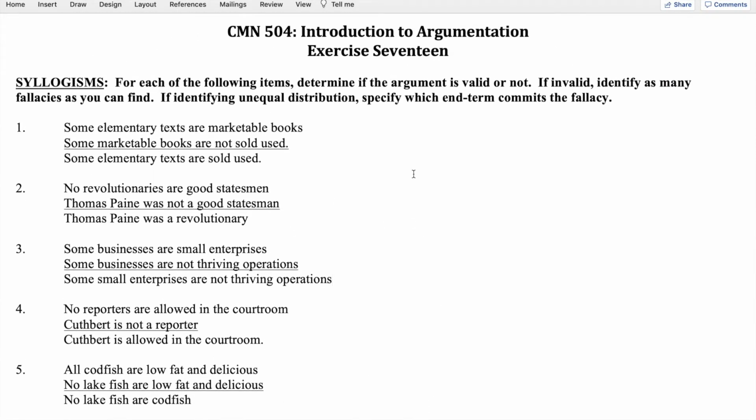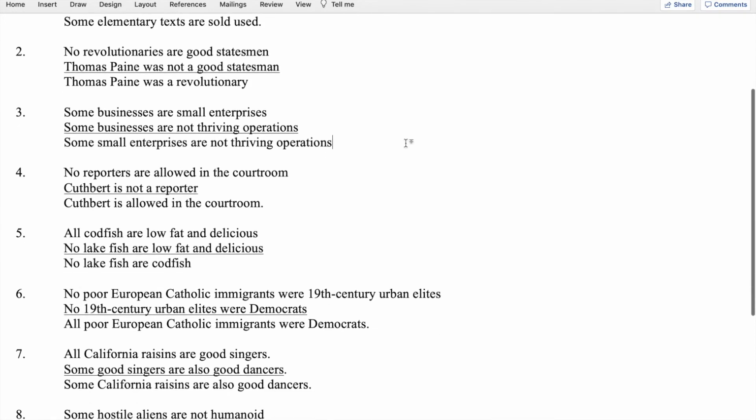So in the first section, for each of the following items, determine if the argument is valid or not. If invalid, identify as many fallacies as you can find. And if identifying unequal distribution, specify which end term commits the fallacy. So this portion of exercise 17 is identical to exercise 16, just to give you more practice in applying the rules of inference for syllogisms.